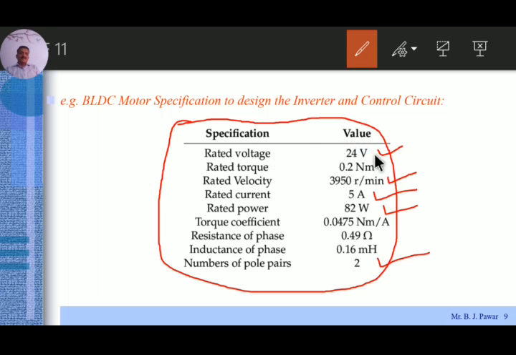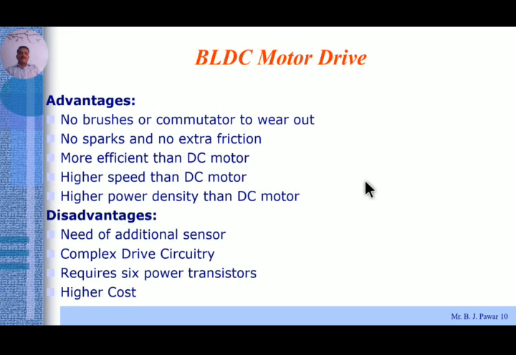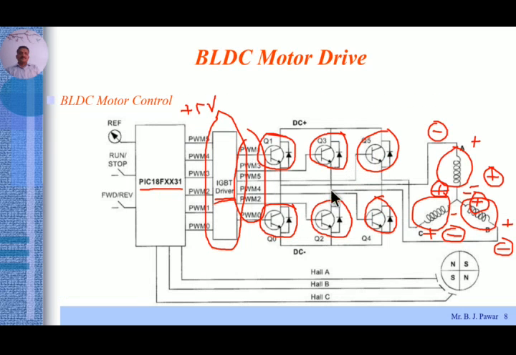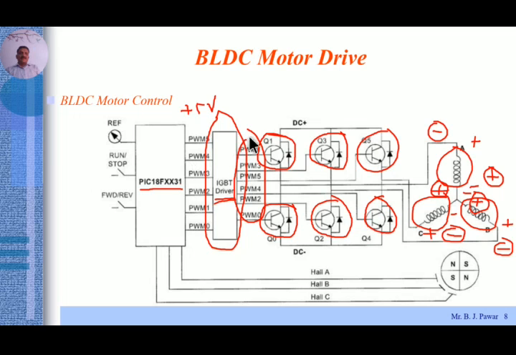Its rated voltage is 24, means whenever I close any switch, for example transistor Q1, the DC voltage should get applied to phase A, and how much should it be? It should be 24 volts, that is the meaning. So the DC voltage used here should be 24, correct?